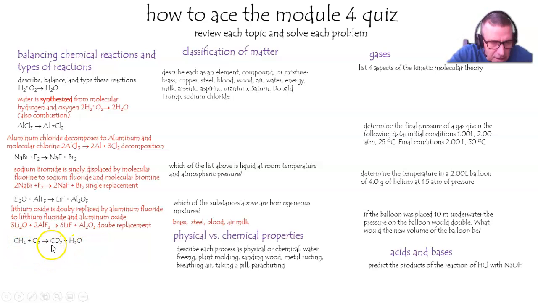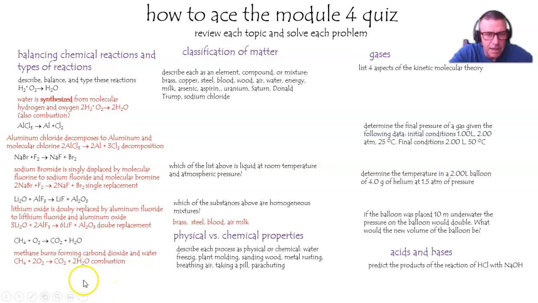Balancing it, C looks fine. H needs a 2 there, giving us 2 oxygens. I like that, right? But there's also 2 there, so I think that would give us 4 oxygens on the product side. So I'm going to say 1 to 2 to 1 to 2. That looks good to me. Methane burns, better word is combustion, forming carbon dioxide and water. And there you go.